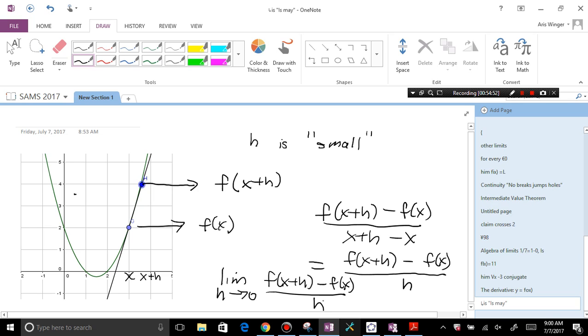Why 0? Say it again? Why is it? That's a great question. My intention, this was t, right? Thank you for your question. My intention was that I need to move this towards x. That means that this thing needs to go away, which means that h needs to go to 0. Excellent. Good.